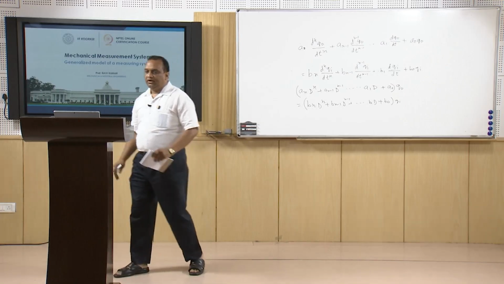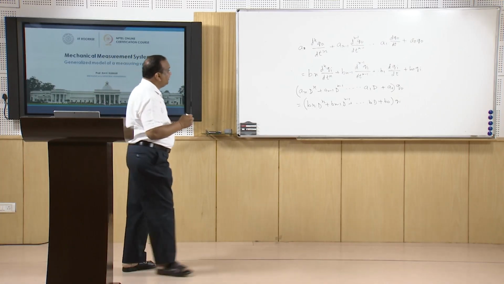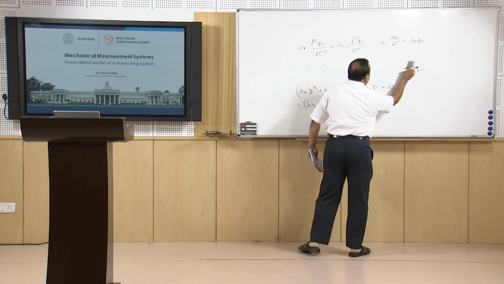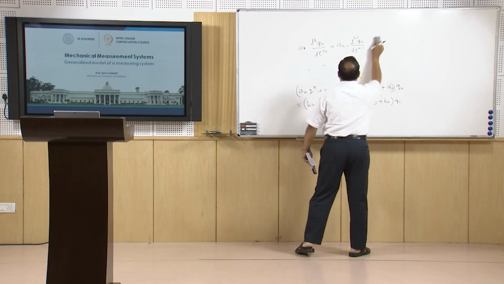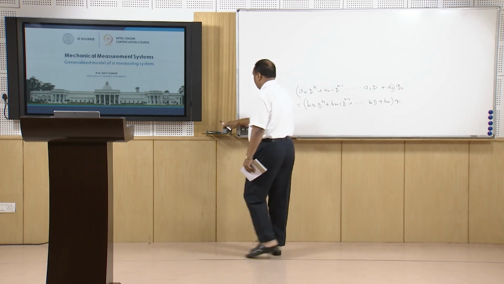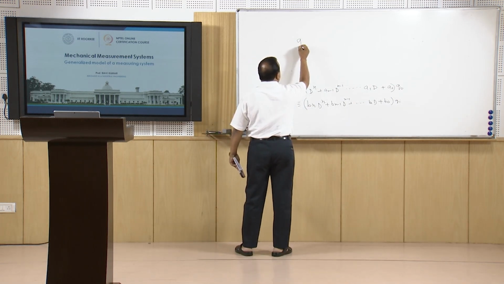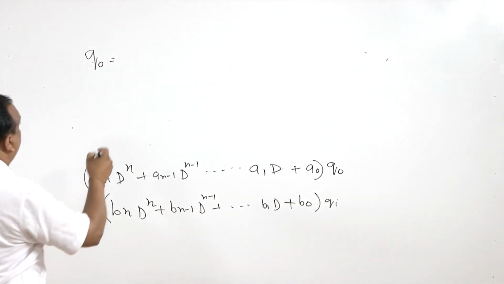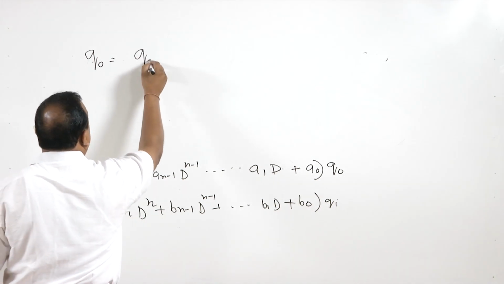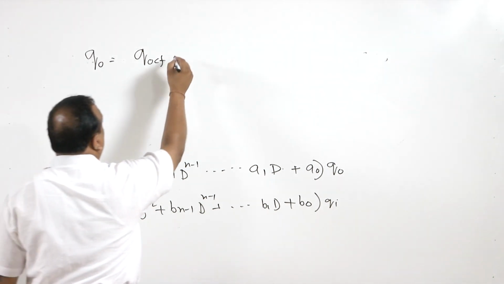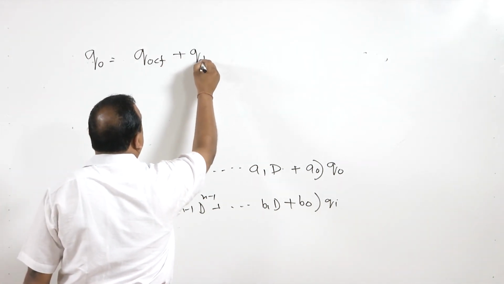Right? Now, this solution of output, we'll start with the output. We'll take them one by one. We'll start with output. So, output, QO output. The solution of this equation will have two terms. These two terms are QO complementary function and QO particular integral.